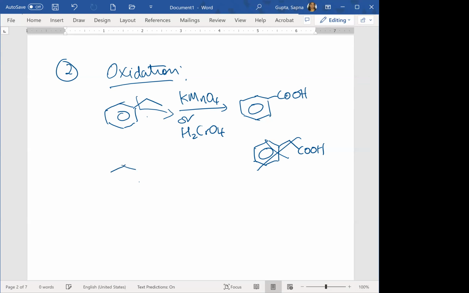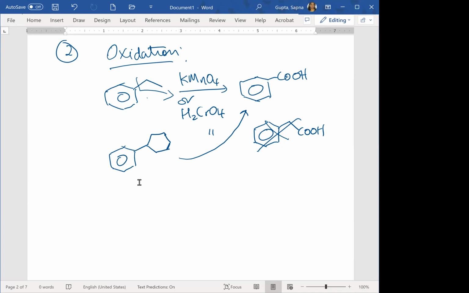Okay, so let me give you another example. If you take something even like this, which is a cyclohexane on the benzene ring, and you treat that with KMnO4, you will still get benzoic acid. And that's why it's called degradation, because everything will go away. The only time this reaction doesn't work is for this. And let me write it out and then show you why it doesn't work.